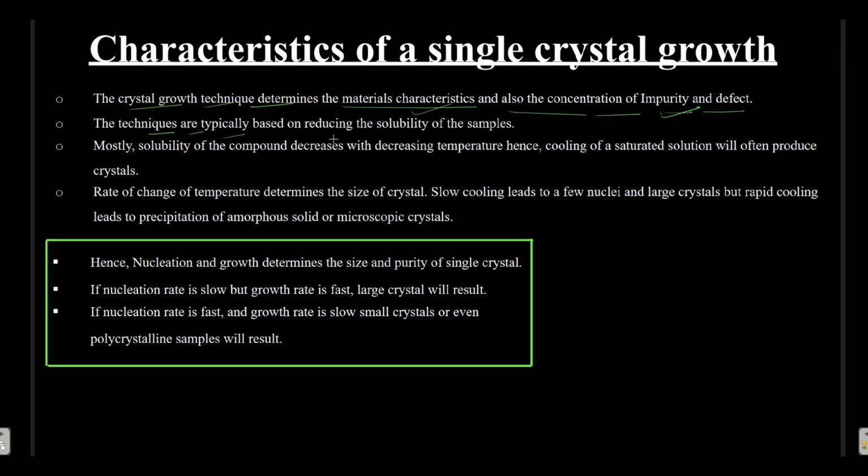Now, the techniques are typically based on reducing the solubility of the sample. So forming crystal means reducing the solubility of the sample. The sample solubility will keep on declining as the crystal is forming. Now, mostly solubility of the compound decreases with decreasing temperature. So if the temperature decreases, then solubility also decreases. We know that from the concept of saturation and supersaturation.